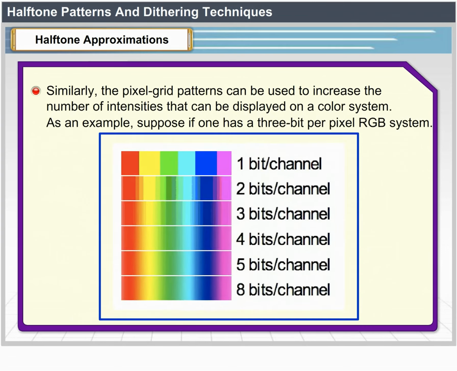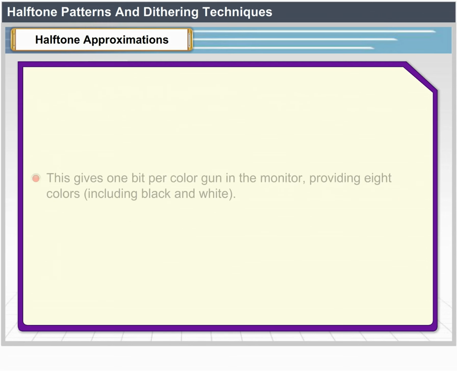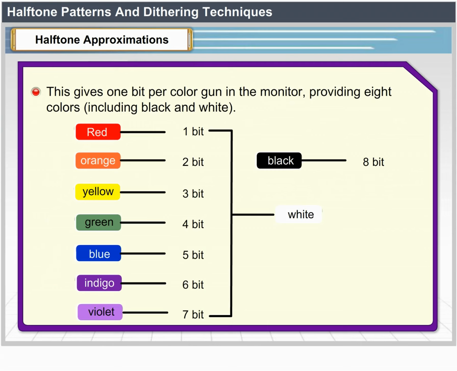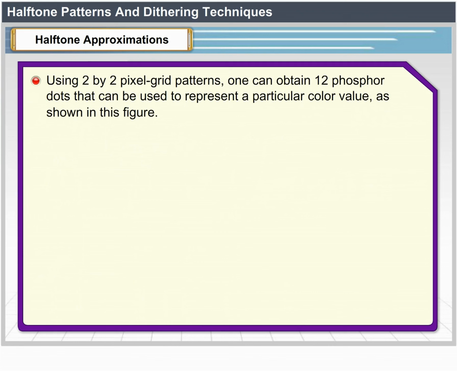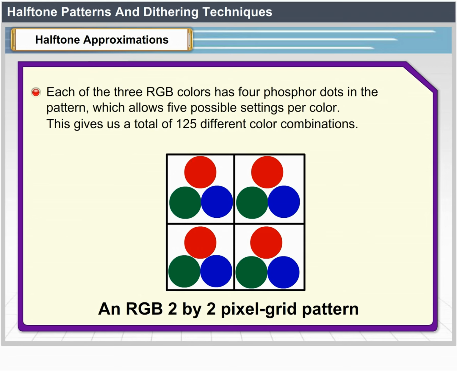Similarly, we can use pixel grid patterns to increase the number of intensities that can be displayed on a color system. As an example, suppose we have a 3-bit per pixel RGB system. This gives 1 bit per color gun in the monitor, providing 8 colors, including black and white. Using 2 by 2 pixel grid patterns, we now have 12 phosphor dots that can be used to represent a particular color value, as shown in this figure. Each of the 3 RGB colors has 4 phosphor dots in the pattern, which allows 5 possible settings per color. This gives us a total of 125 different color combinations.